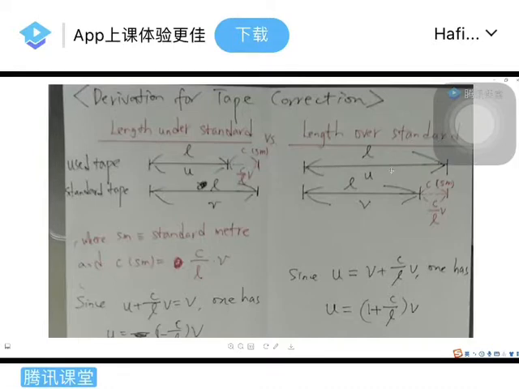Okay. So now we are going to tackle what's the relation between U and V first. Look at this one. Normally they'll tell you the U step is longer than the standard tap by C units. So this C means that you use the standard tap to measure the physical difference. And then the nominal I read on your readings is C.